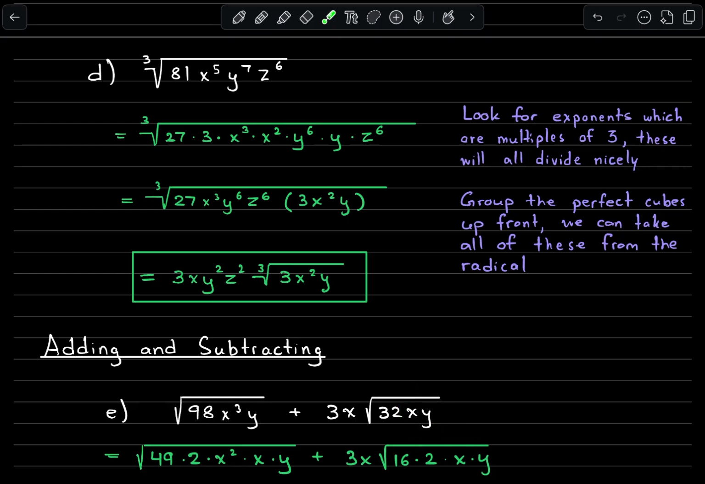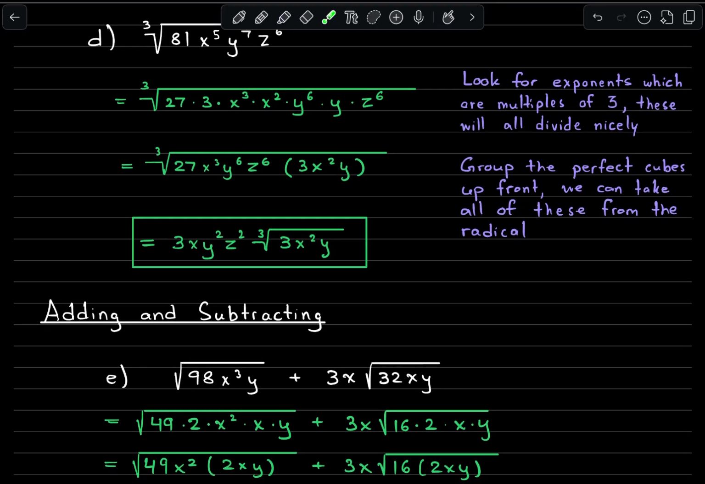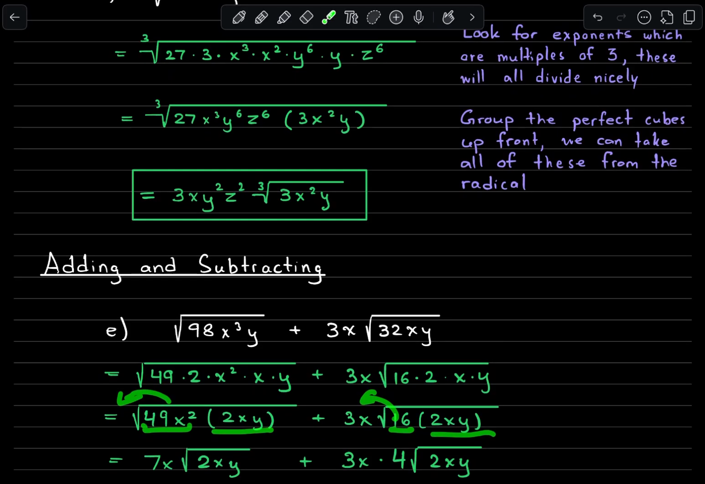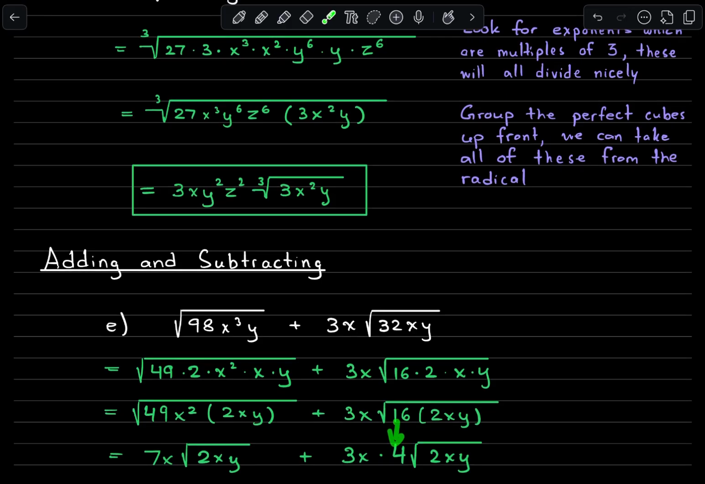They're at the first power, so we can't do anything to simplify those. Same deal. Let's group these up front, the ones that are going out, and keep everything else that's staying inside within these parentheses. The square root of 49x squared is going to be 7x. The square root of 16 is just going to be 4.